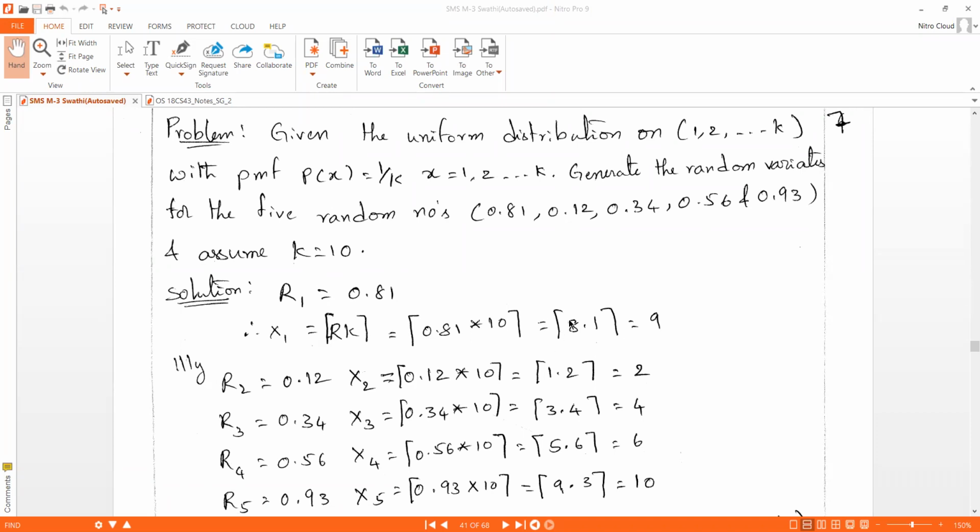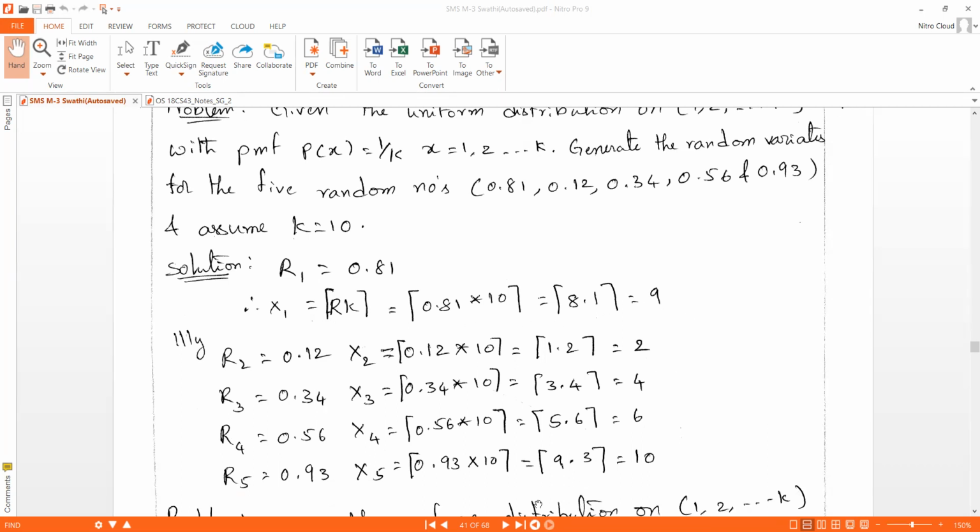Okay, this mod, if you remove it, the value will be saved as the upper limit. If you remove this mod, the value will be 8.1. So the outcome of this mod operation is we'll get 9. The random variant x1 is equal to 9. Similarly, we calculate it for random number 2, random number 3, random number 4 and random number 5.